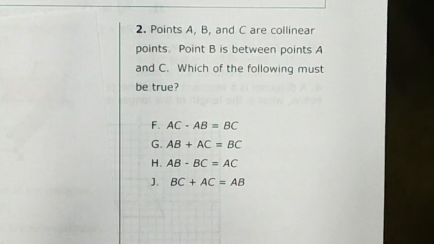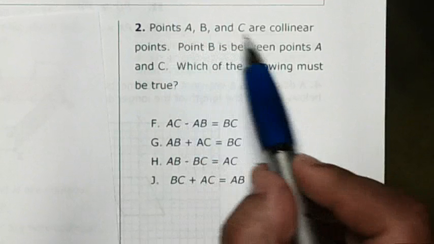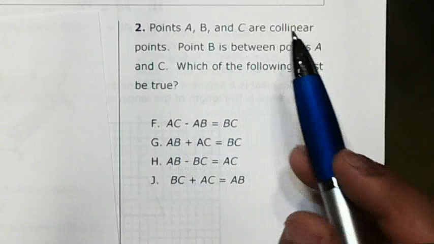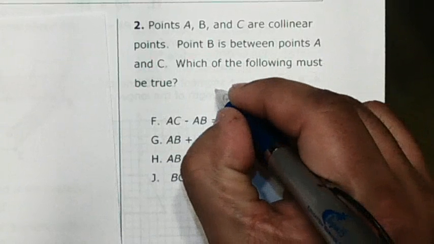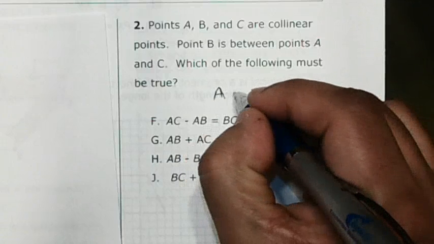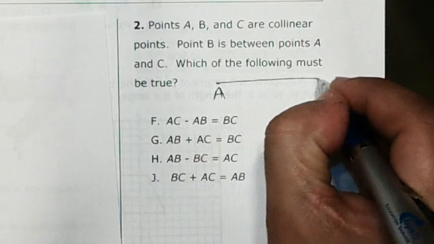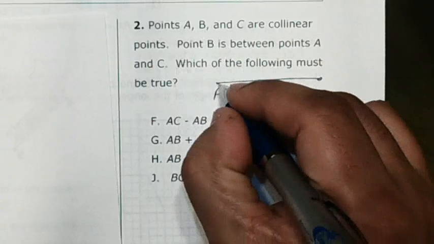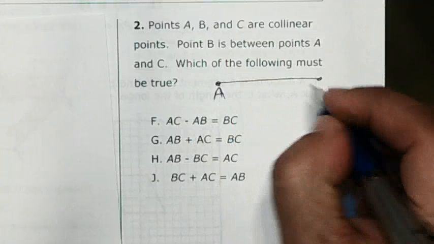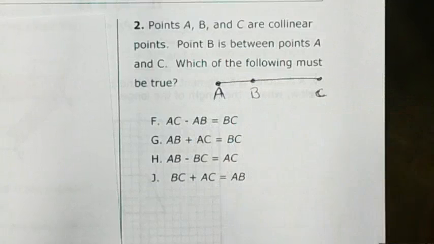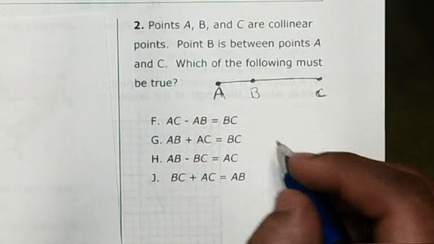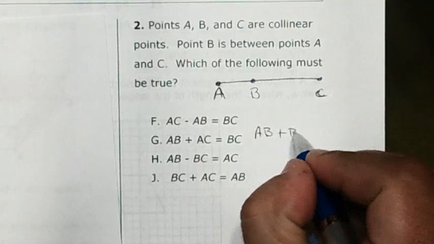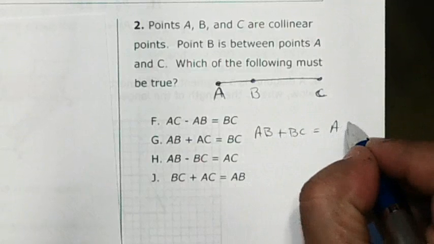All right. Problem number 2 says point A, B, and C are collinear points. Point B is between points A and C, and which of the following must be true? On this one, I'm looking at the segment addition postulate, which, if you remember, we have to look at the segment and draw it out first. It says B is between points A and C. So A is one endpoint, C is the other endpoint, and B is somewhere in between them. But the segment addition postulate says that if I take the distance from A to B plus the distance from B to C, I get the whole segment AC.